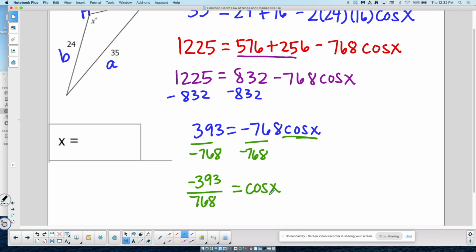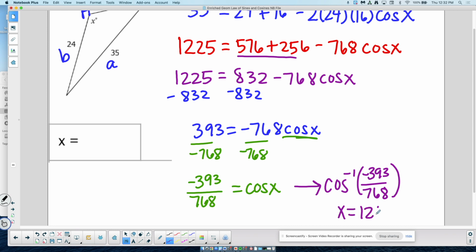How do you get rid of cosine? We take the inverse. So we want cosine inverse negative 393 over 768. Type that into your calculator, and x should be 120.77. If we both did that right, it's 120.8 degrees.